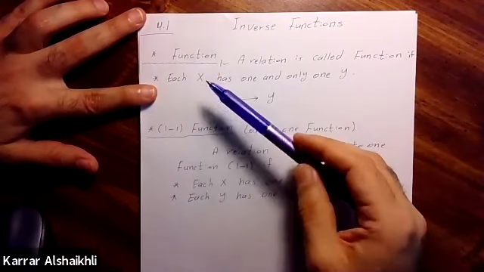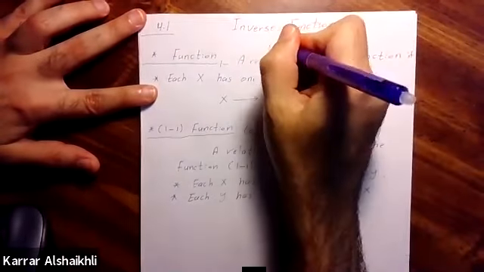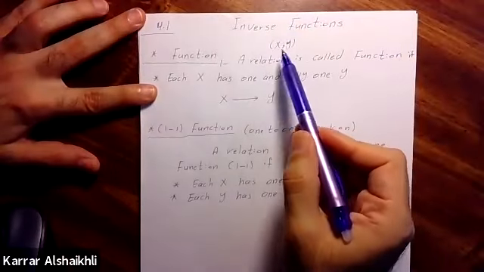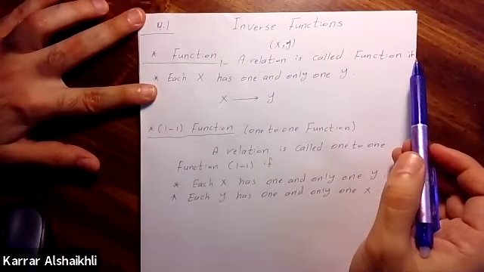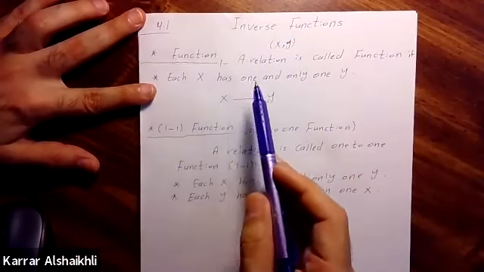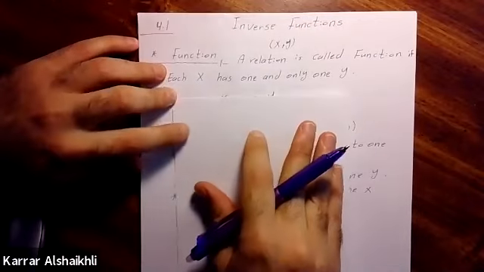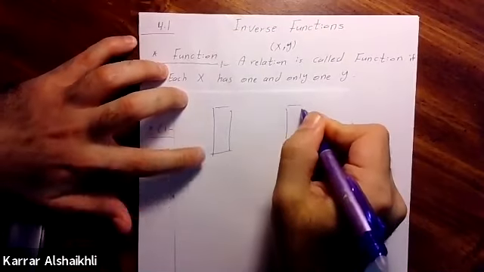So the function, it's a relation. What's the meaning of relation? If you remember, any ordered pair with x, y. Like if there exists x and y, that means this is a relation. Now, this relation is called function if each x has one and only one y. For example, each x goes to one and only one y. Let's do an example here, just to refresh your memory about the function. If you remember, each x goes to one y.